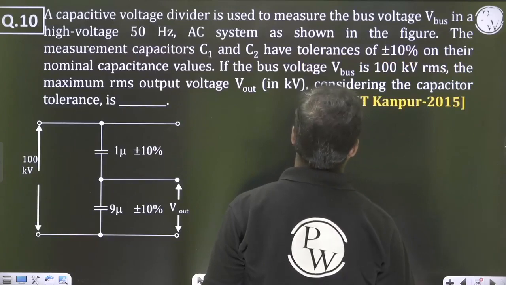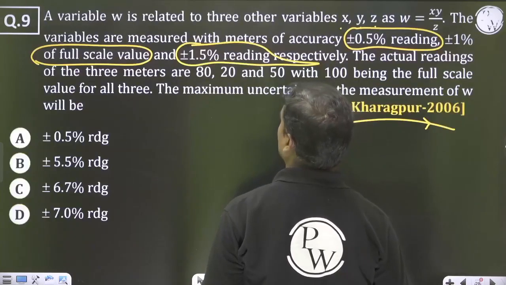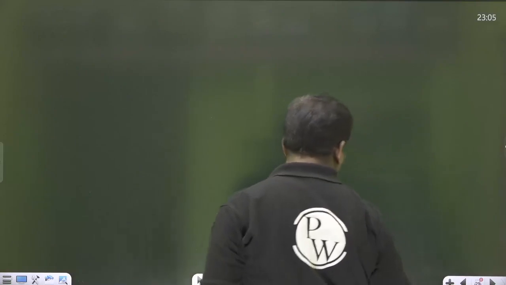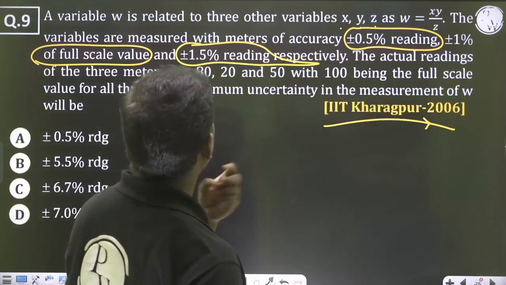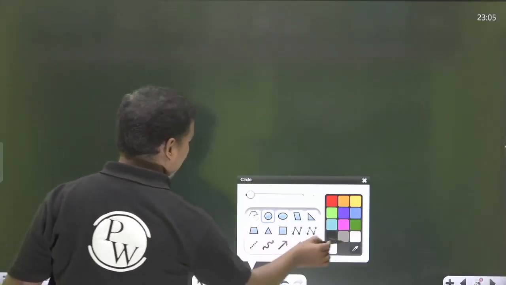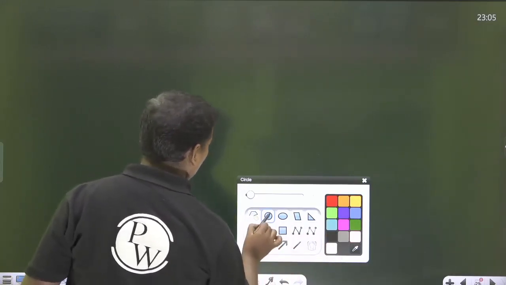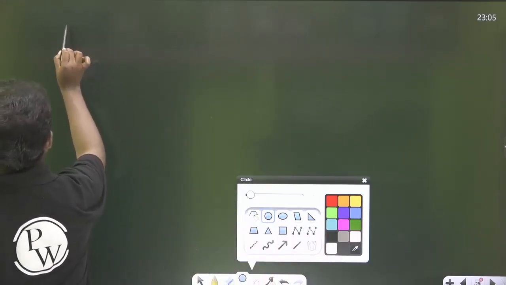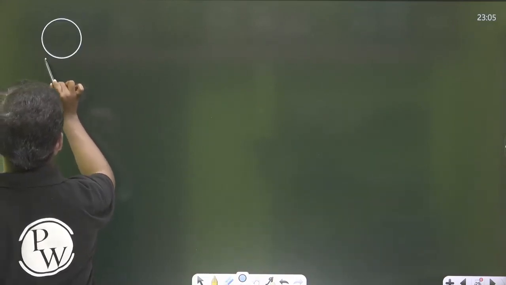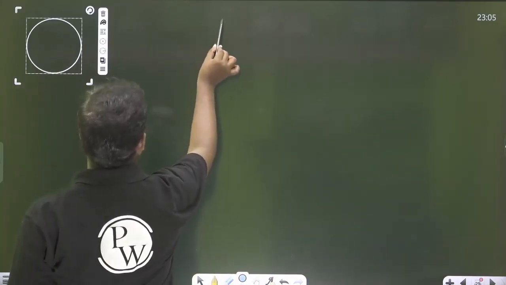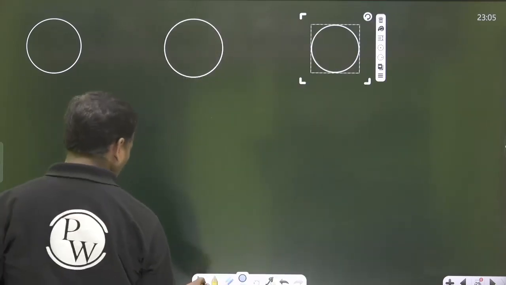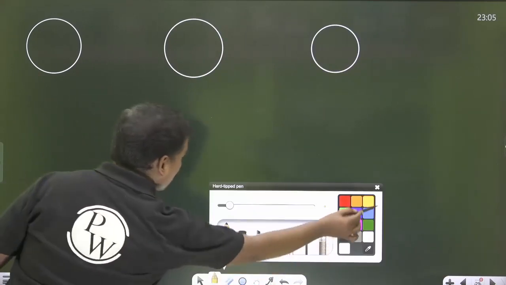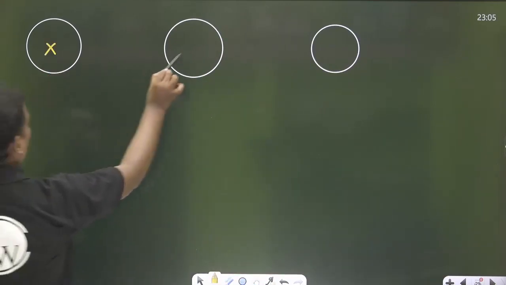Take some rate. Just take here 3 meters. I'm taking the 3 meters. This is meter x, y.